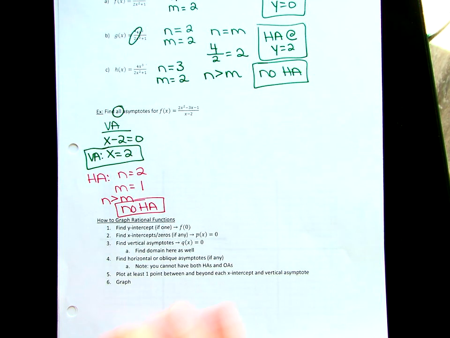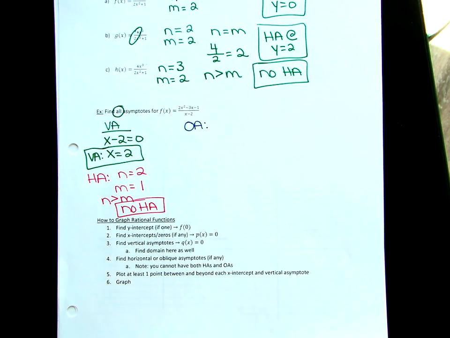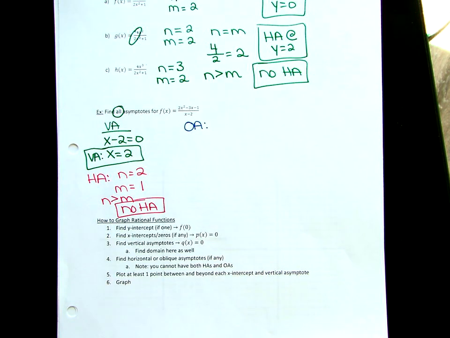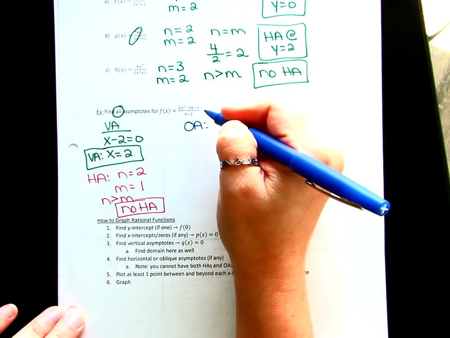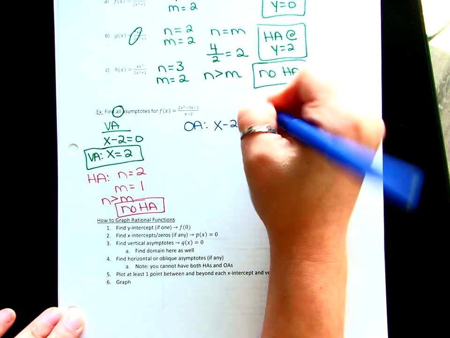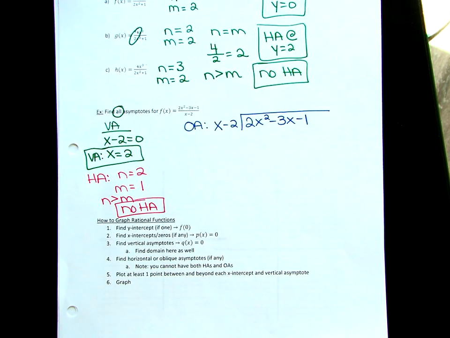Now we're going to go look at oblique or slant asymptotes, whichever one you want to call it. All right. So how do we find an oblique or slant asymptote? I know I'm going to have one because n is greater than m by just 1 degree. This is where you're going to do some old school long division. We're going to do long division based on what the problem starts with. It tells us the x minus 2 out front, because that's what we are dividing by, the 2x squared minus 3x minus 1 underneath. You're taking the numerator divided by the denominator.